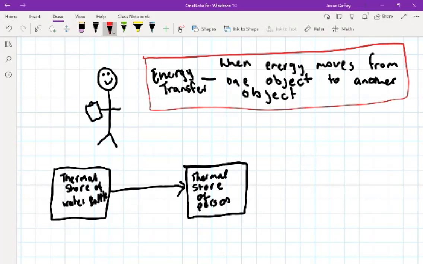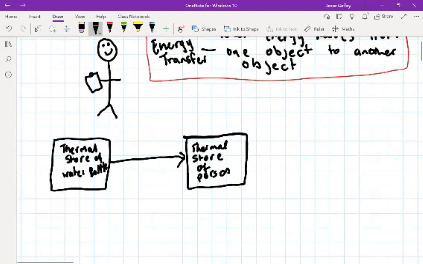Okay. You should only be playing the video if you're taking down the definition of an energy transfer. Now, in this energy transfer, energy from one object, the hot water bottle, has increased the temperature of another object. When this happens, this type of transfer is called heating.